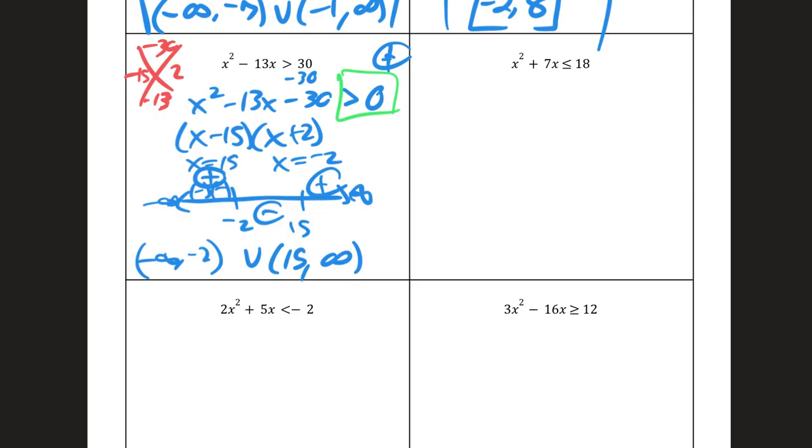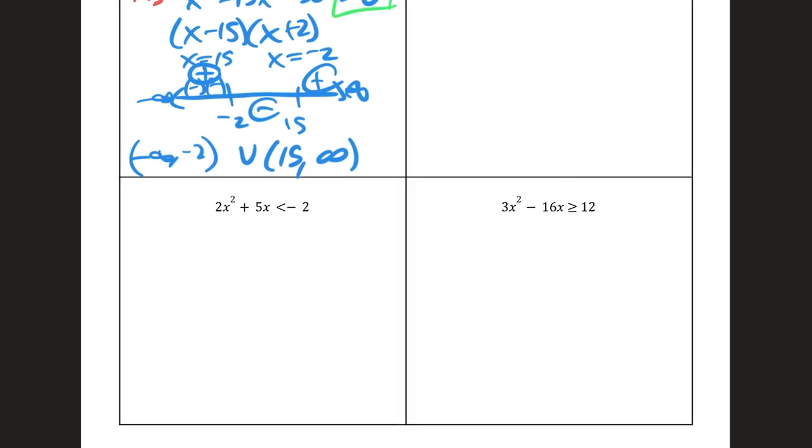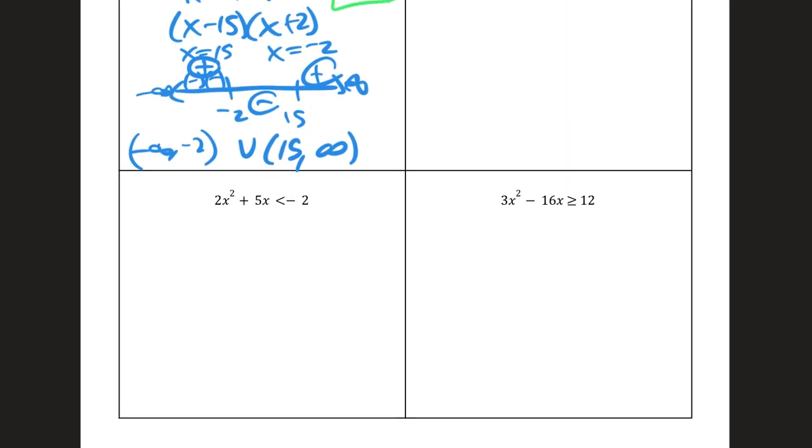Okay. We'll skip x squared plus 7x, but I do want to do one more down here at the bottom when a is not equal to 1. So we'll do 2x squared plus 5x is less than negative 2. Start the same way by adding 2. Now we're compared to 0. So we're trying, where's this function less than 0?